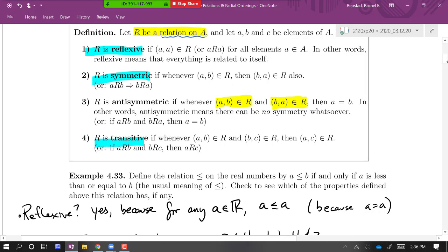And if you're going to show that you have anti-symmetry, what you need to do is suppose you have an instance of symmetry. Suppose A is related to B and B is related to A, and then show that the only way that happens is if A and B are the same element. It was actually just an instance of being reflexive, of an element being related to itself.